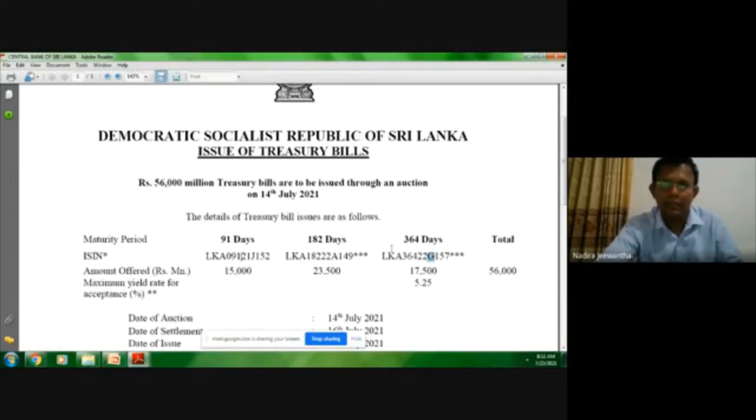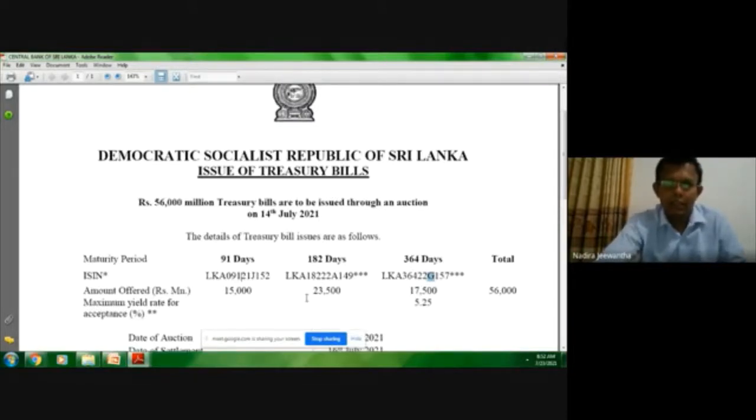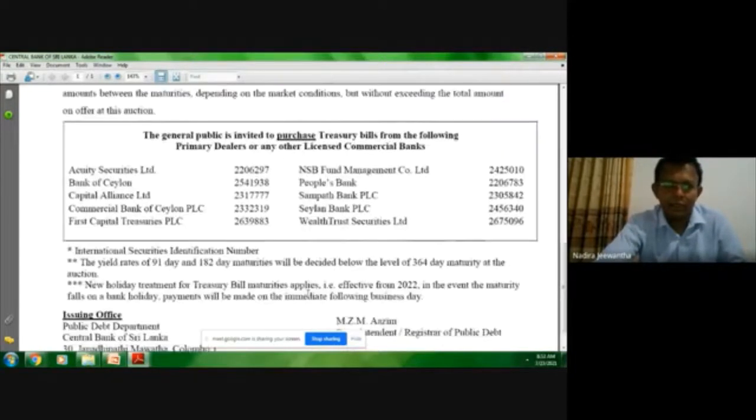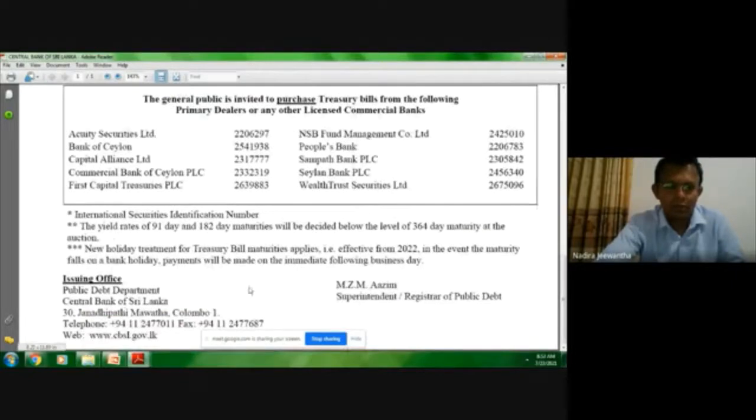So basically we have discussed, we had only that part to be discussed, ISIN, and the definition is also given here. ISIN means International Securities Identification Number. ISIN means, right?